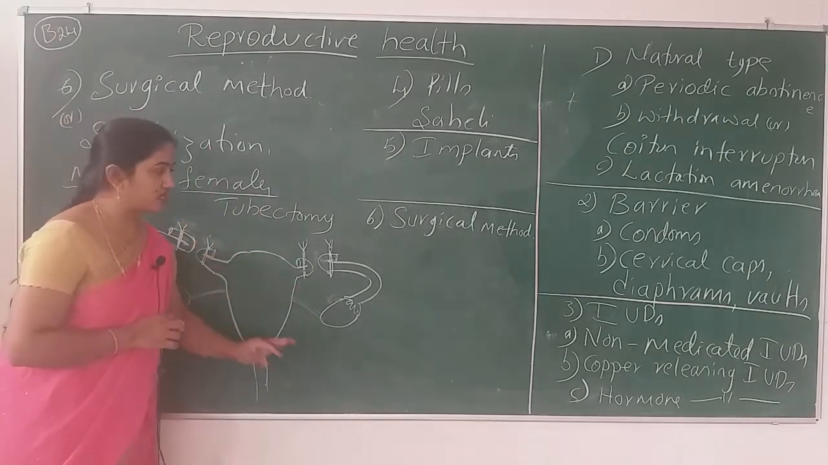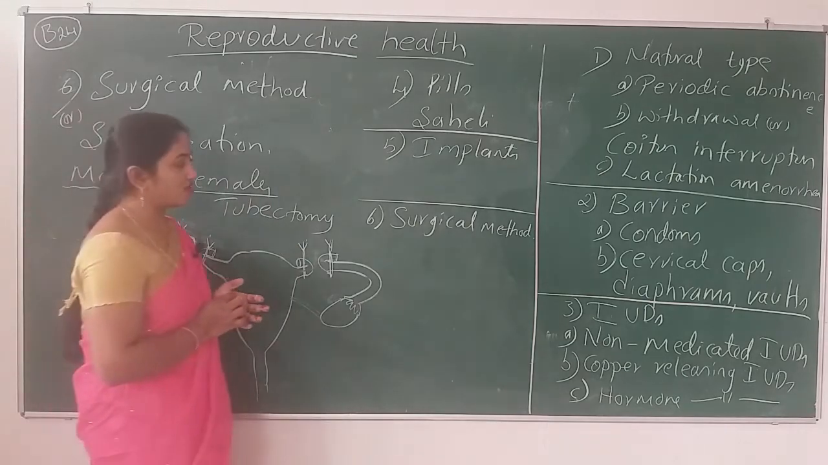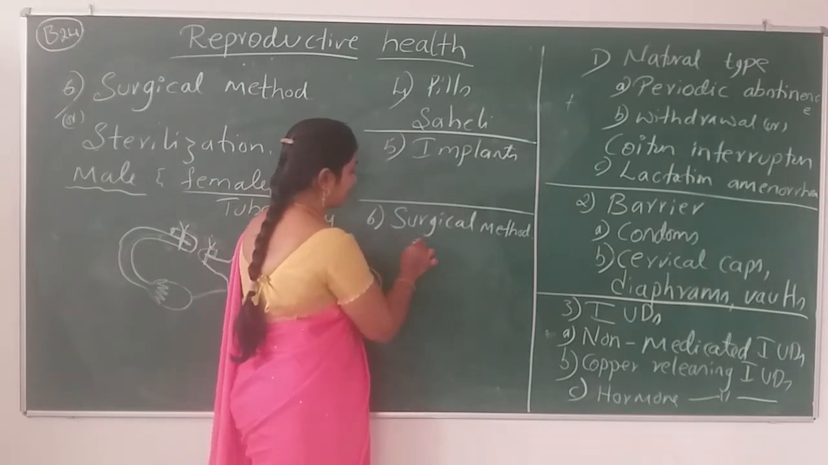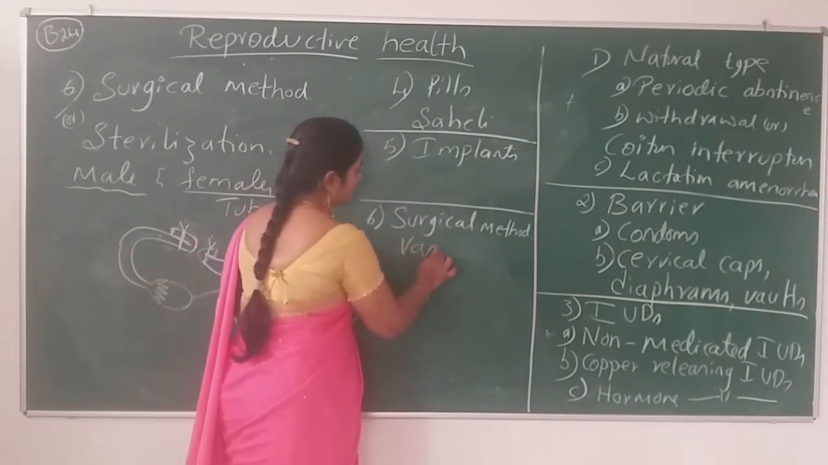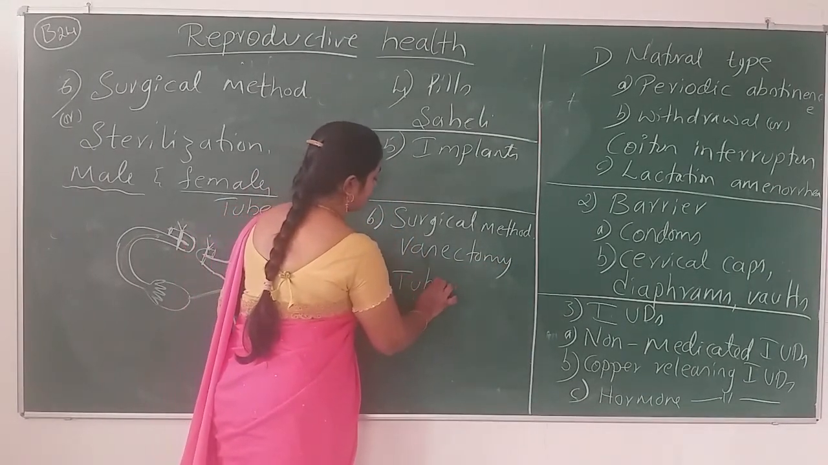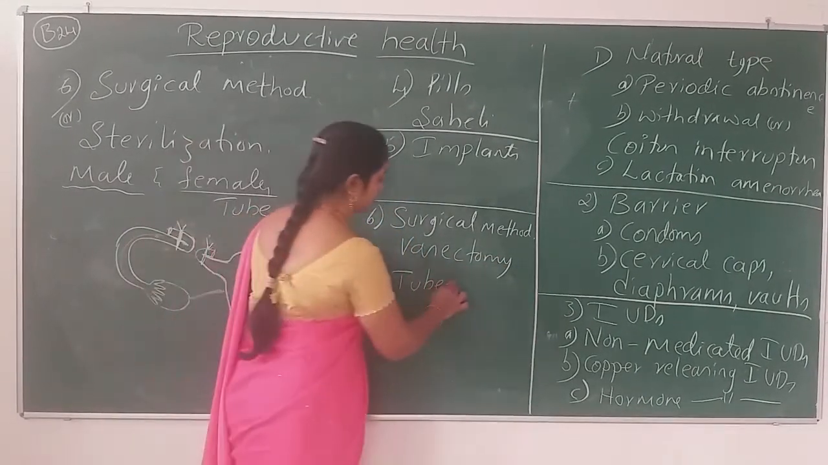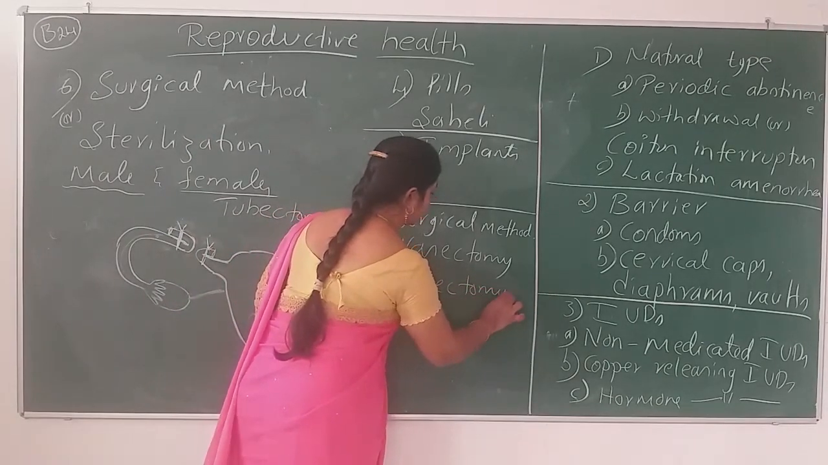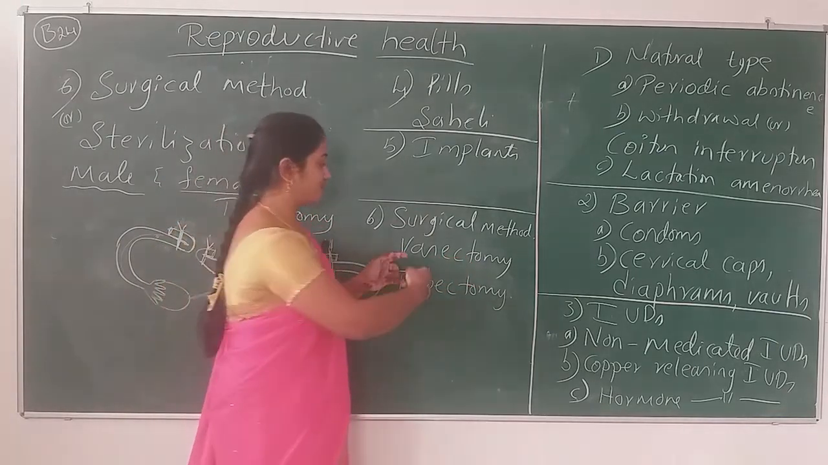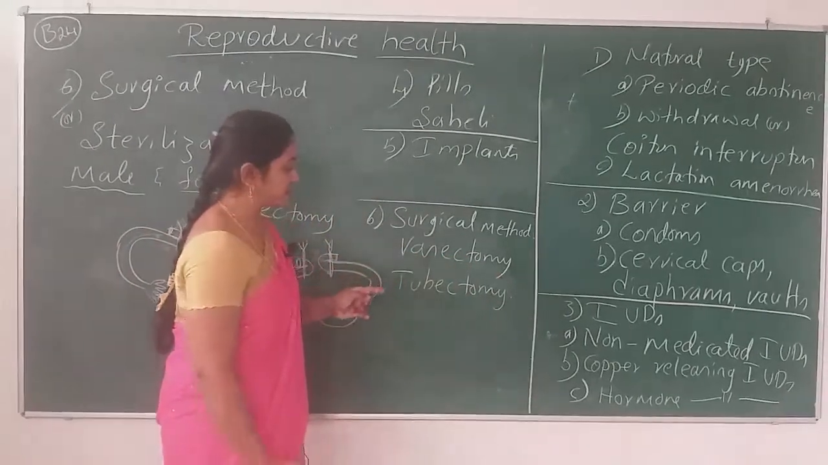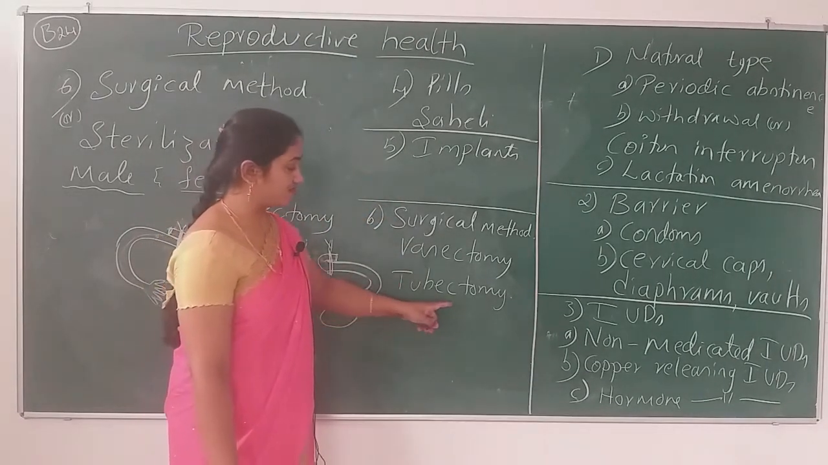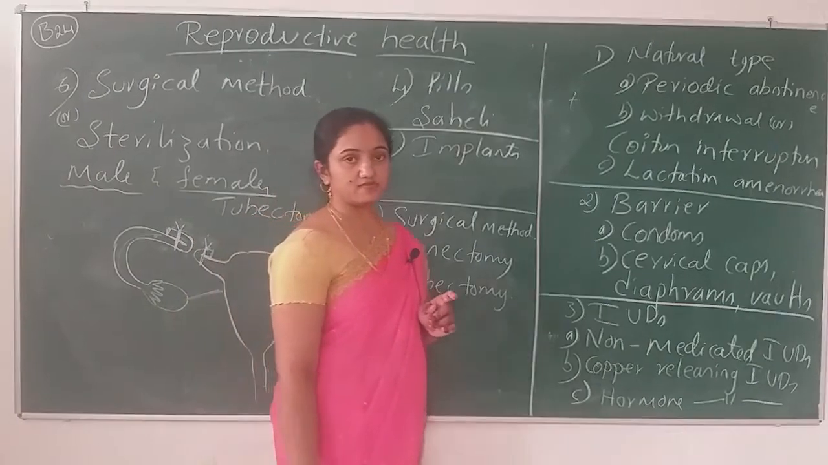So these are all the types of contraception. I'll write here: the surgical method, in males it is known as vasectomy, and in females it is known as tubectomy. Cutting and ligation of the vasa deferentia is known as vasectomy. Cutting and ligation of the fallopian tube in females is known as tubectomy.